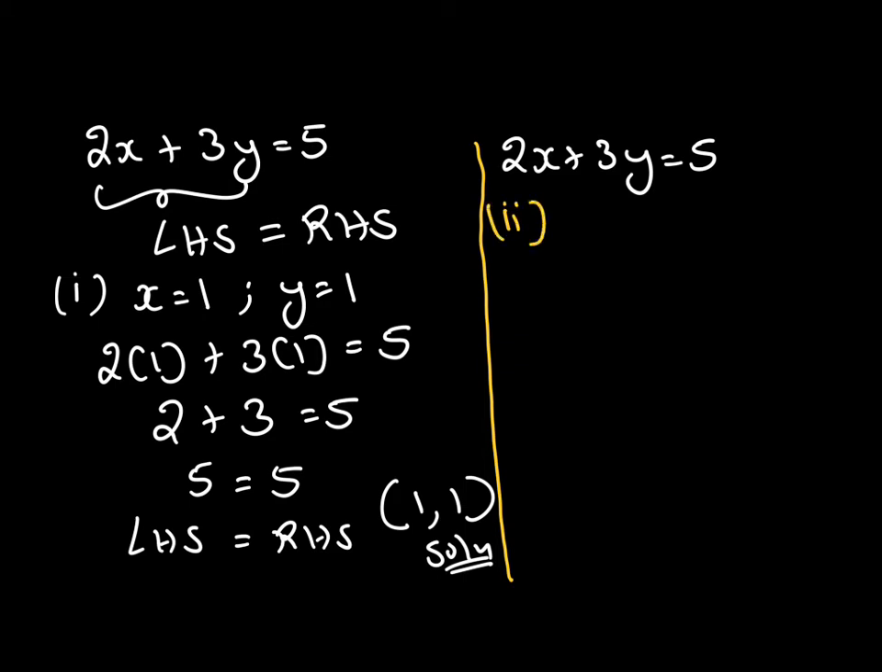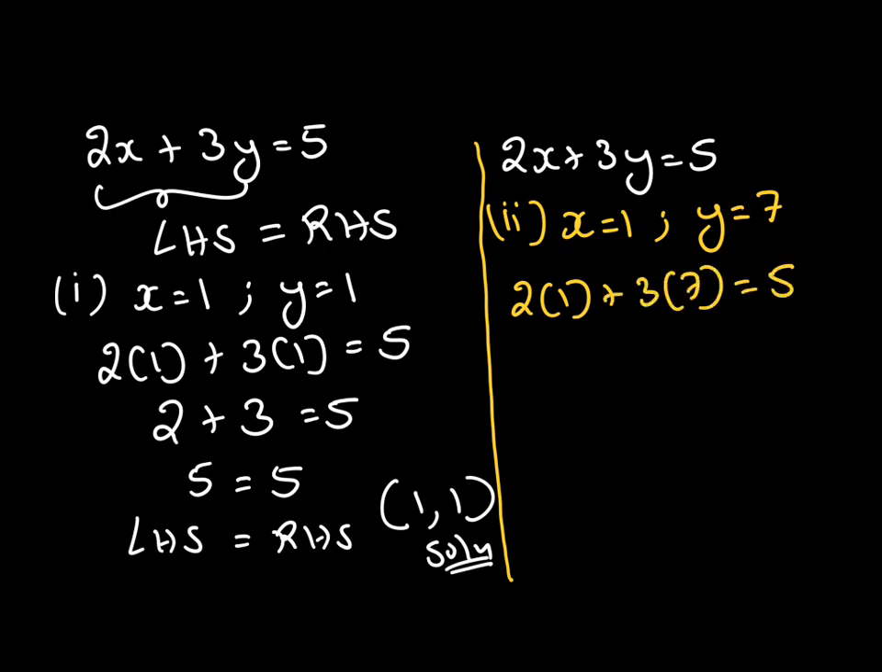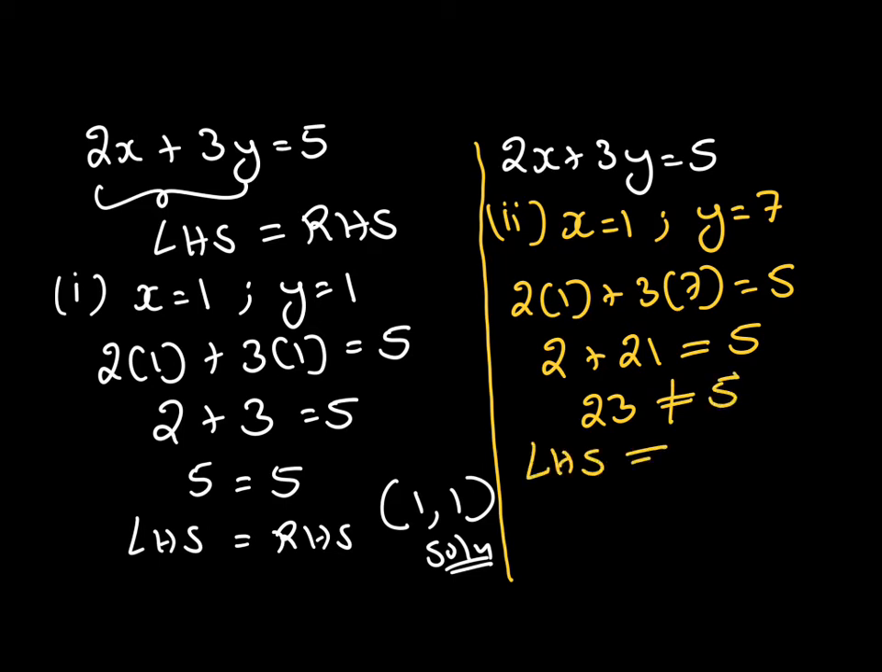Now in a second case, let's take the value of x to be 1 and y to be equal to 7 and see what happens. 2 times 1 plus 3 times 7 equal to 5. So this is going to be 2 plus 7 times 3, 21, and 21 plus 2, 23, not equal to 5. So we know that here left hand side is not equal to the right hand side. So the pair 1, 7 is not a solution of this equation.